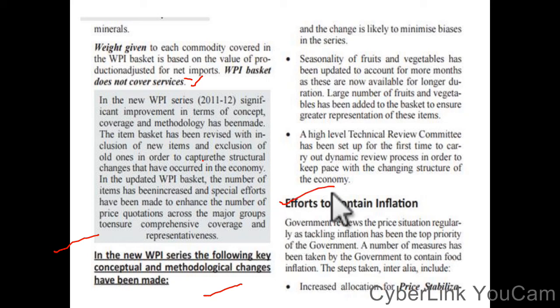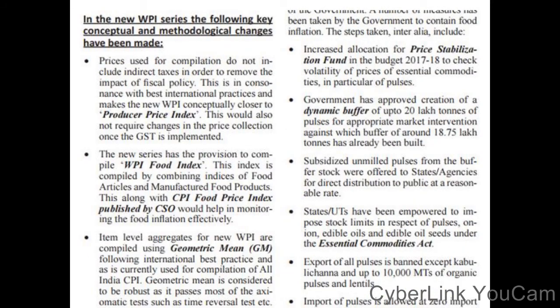Prices used for compilation do not include indirect taxes, in order to remove the impact of fiscal policy. This is in consonance with the best international practice and makes the new WPI conceptually closer to the producer price index. This would also not require changes in the price collection.